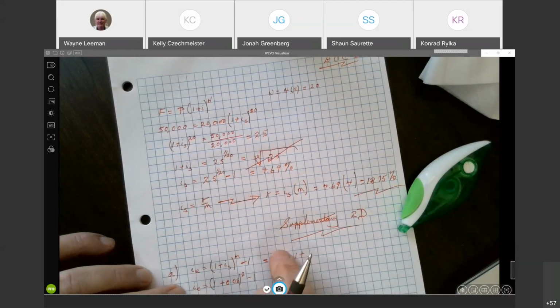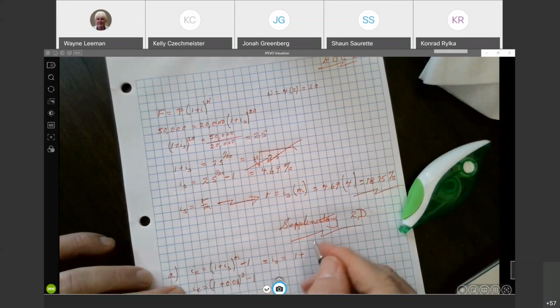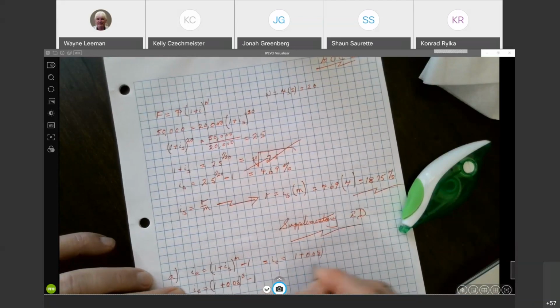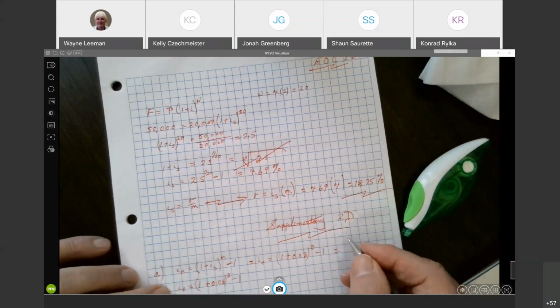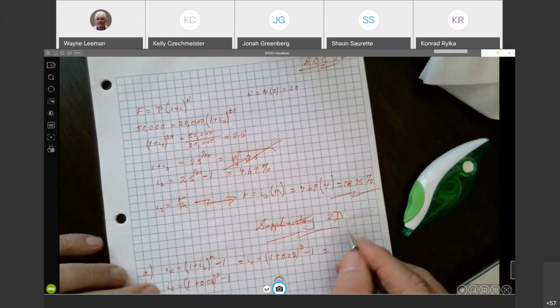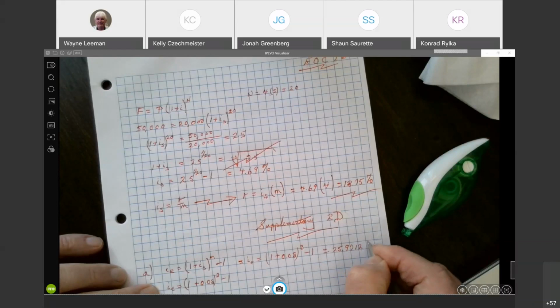I'm writing this up here. Sorry, but that's all I'm doing here. 1.08 to the power of 3 minus 1. And that will be equal to, if you work it out, 25.9712%.